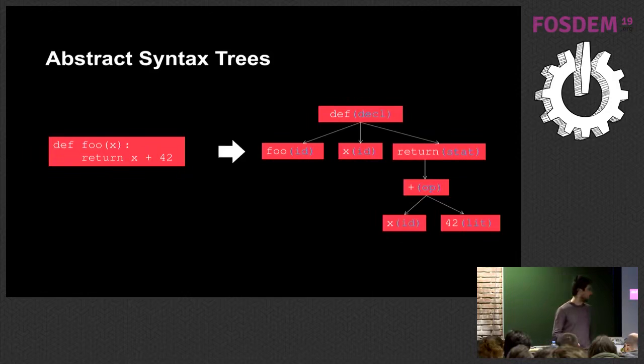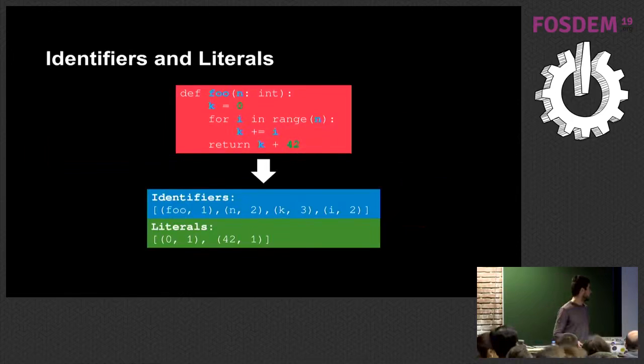First I'm going to go over the 2 syntactical features that we used: identifiers and literals. Identifiers are basically variable or function names, and literals are values. For instance, here I highlighted the literals in green and the identifiers in blue. I think it's pretty straightforward.